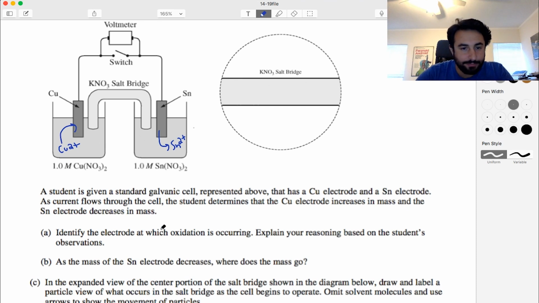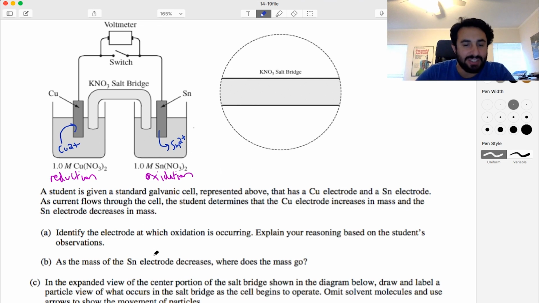So oxidation is occurring here, right? This is the oxidation, and this is the reduction. Right. Half reactions are separated in a galvanic cell.